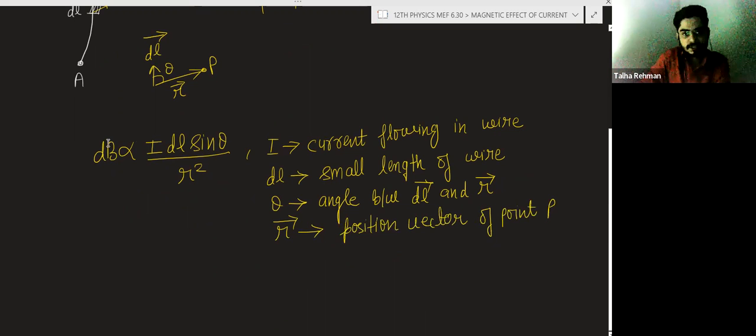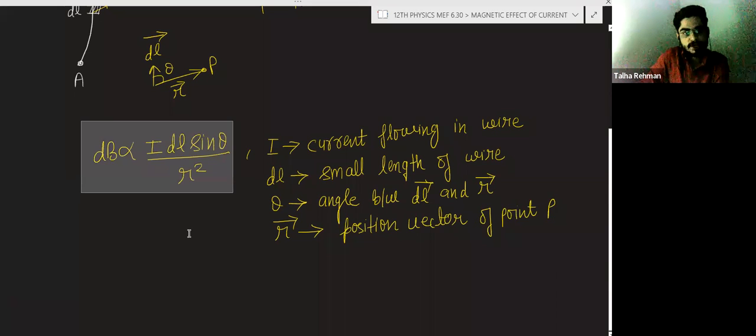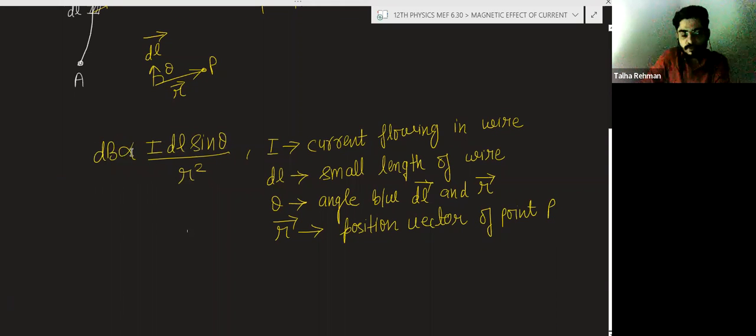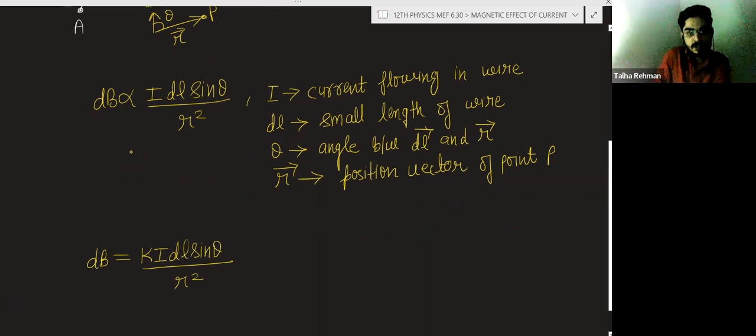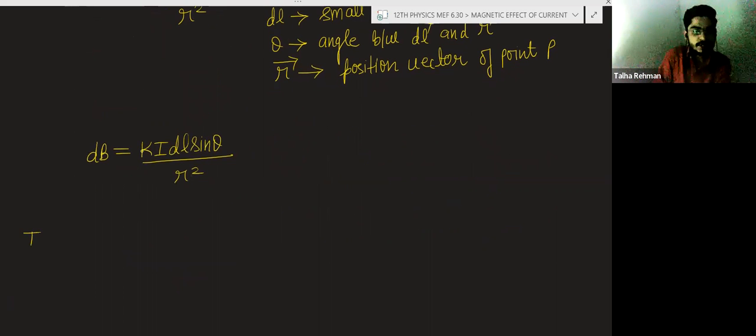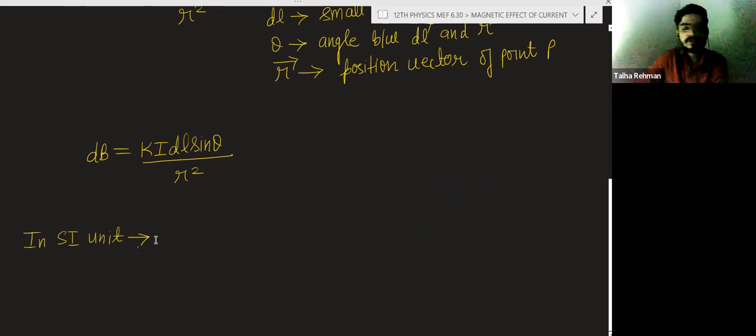Now we have this. This is given by Biot. And when you remove this proportionality sign, you will get a constant, and this formula will become K i dl sine theta divided by r square. And in SI unit, SI unit means International System of Units. There are many types of systems of units: SI unit, CGS unit system, FPS system. So generally we prefer SI unit.